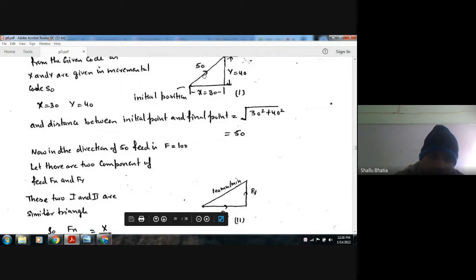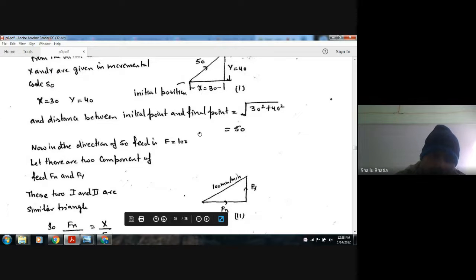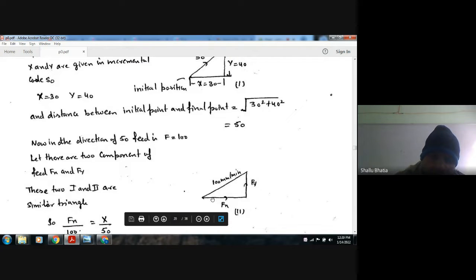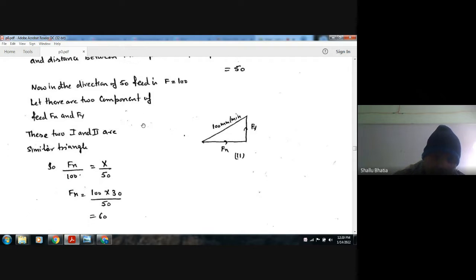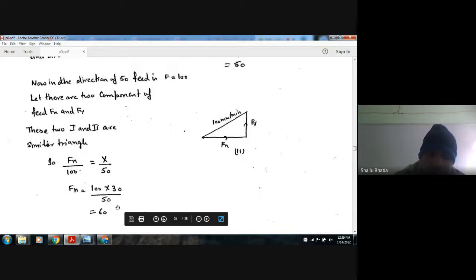By similarity of these triangles, as they are related to the same path, this is the feed velocity, and this is the feed in the direction of x, which is fx, and in the direction of y, which is fy. As these triangles are similar, fx by 100 equals x by 50. So x is 30, so fx is 60. So the answer is 60.